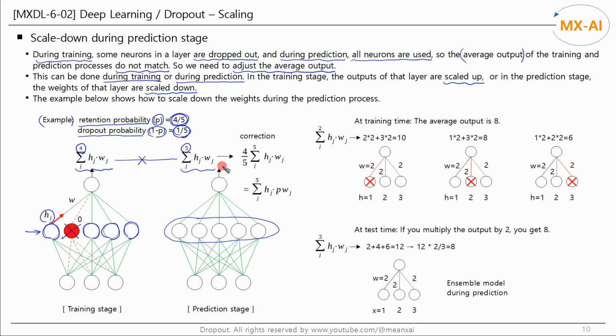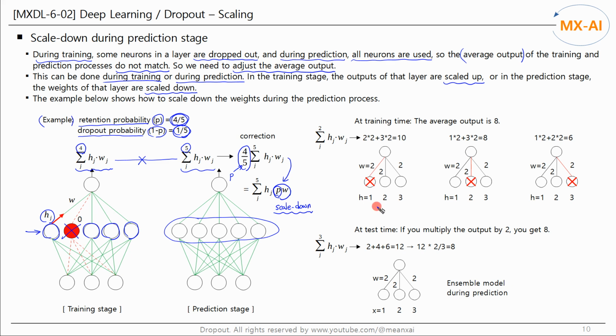We cannot match the two outputs exactly, but to roughly match the average outputs, we can multiply this result by 4/5. Then the average of the two outputs will be similar. 4/5 is the retention probability P. So using P, we can write this equation like this. In other words, W is reduced by P times. This is the scale down in the prediction process. Let's check this with a simple example.